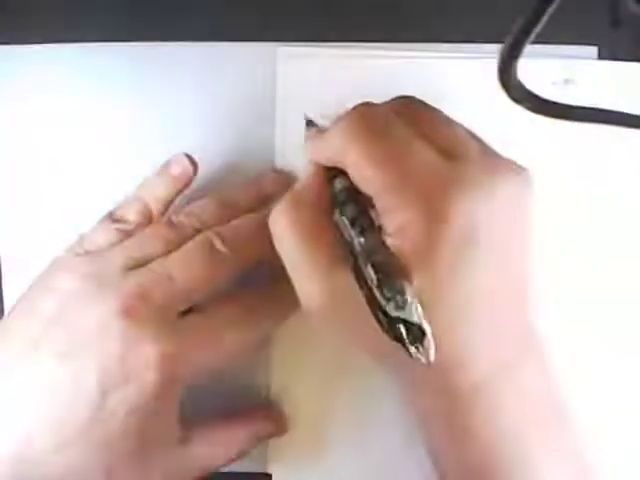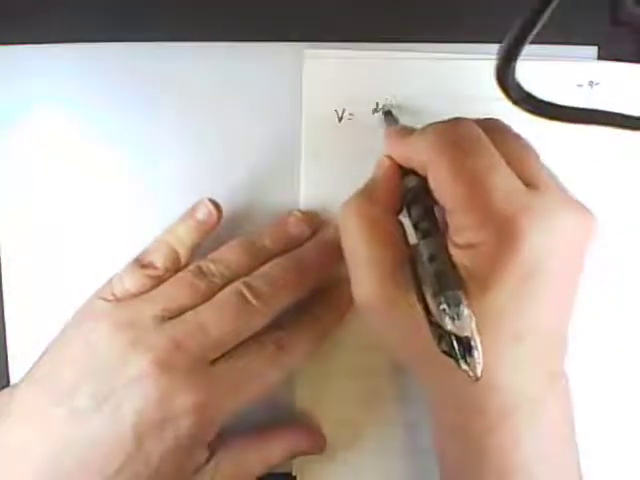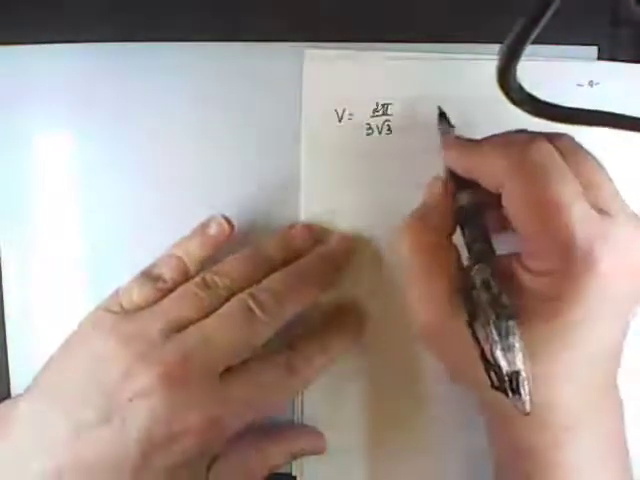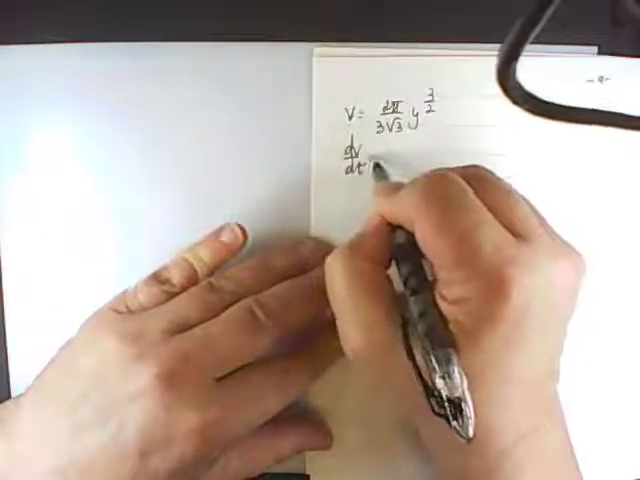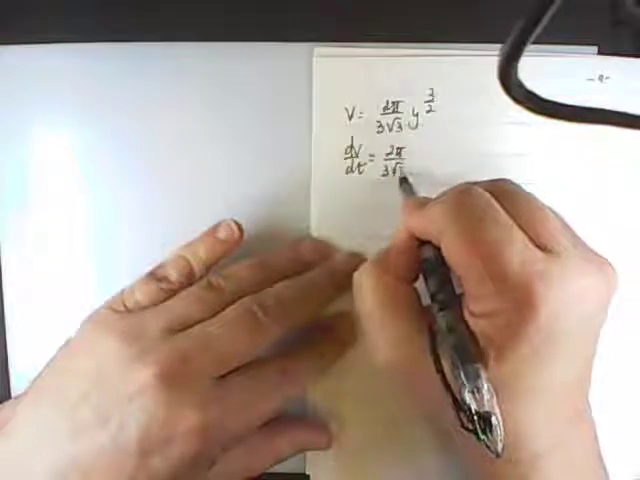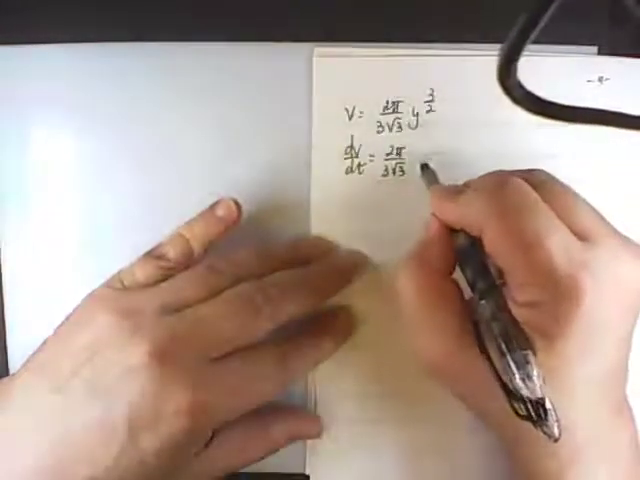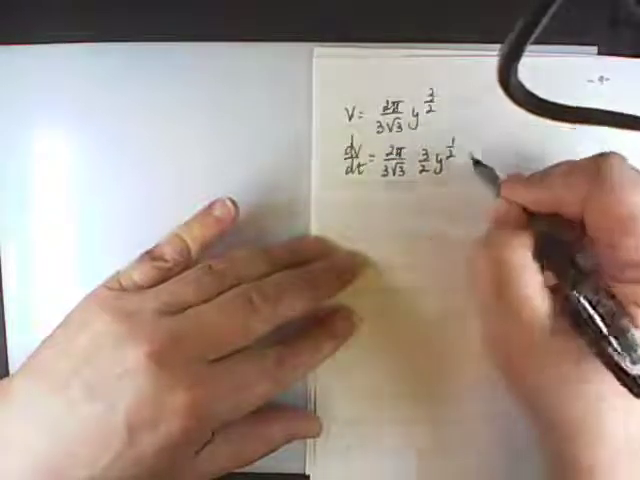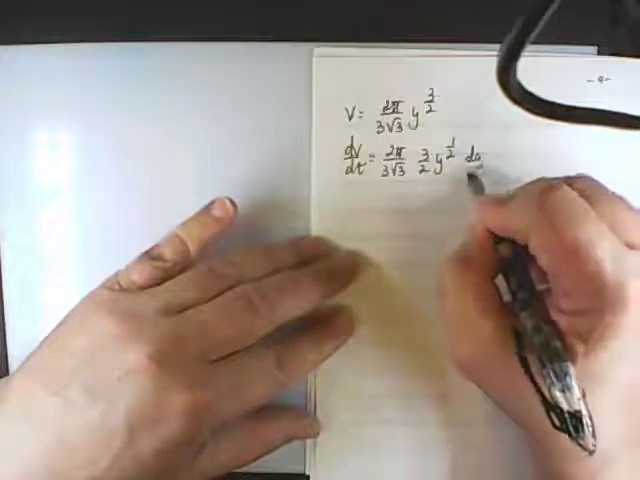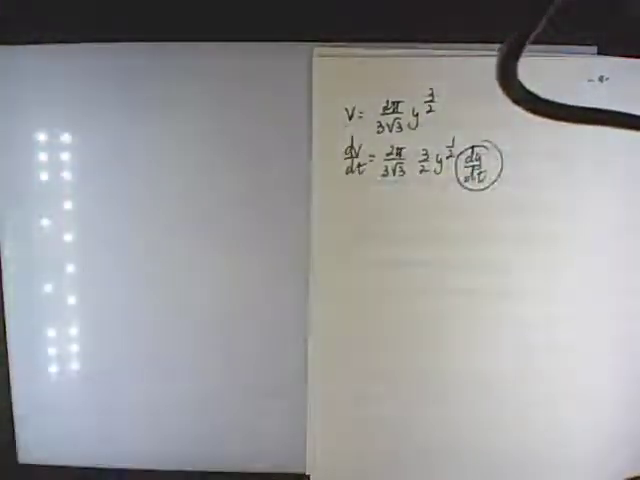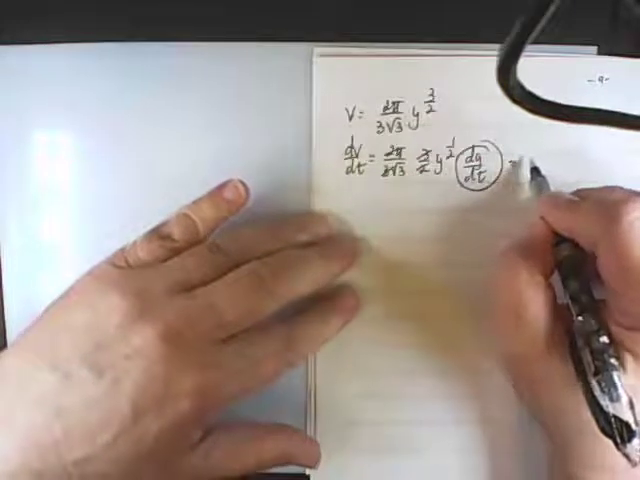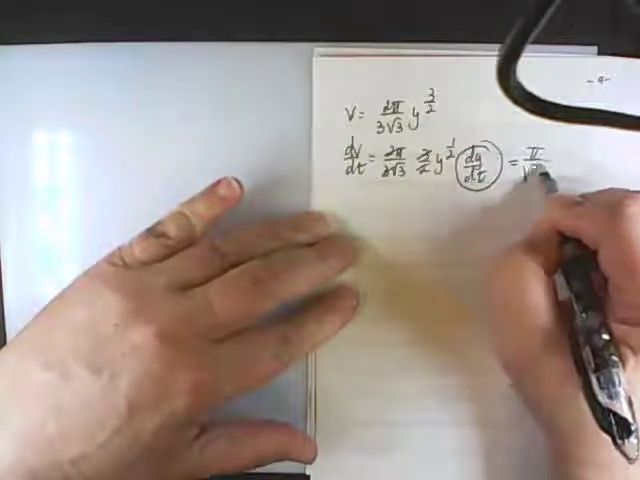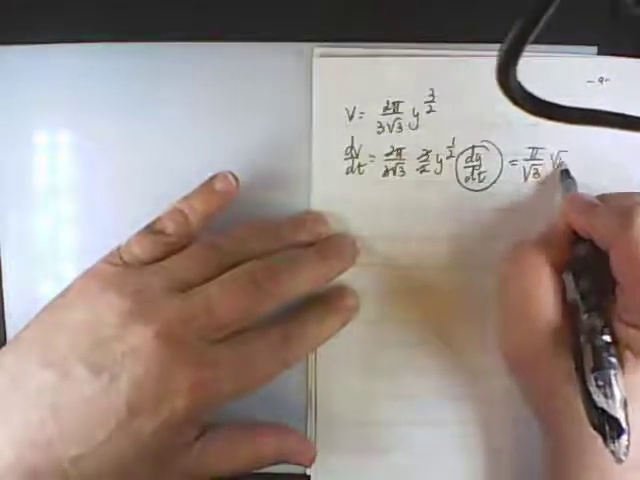On the next page, I'm going to write V equals 2 pi over 3 square root of 3, and y to the 3/2. Now I'll do dV/dt. dV/dt is 2 pi divided by 3 square root of 3, and we take the derivative of y to the 3/2. So it will be 3/2 y to the 1/2, and then the derivative of y is dy/dt. Remember, this is what we are after. I did the chain rule. So you end up having pi divided by square root of 3, square root of y, dy/dt.